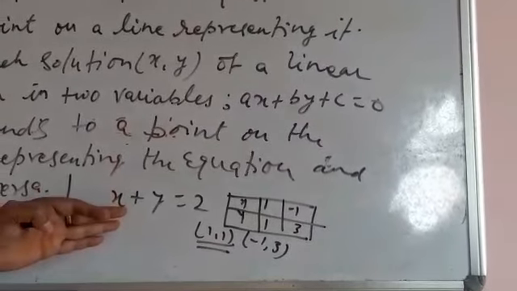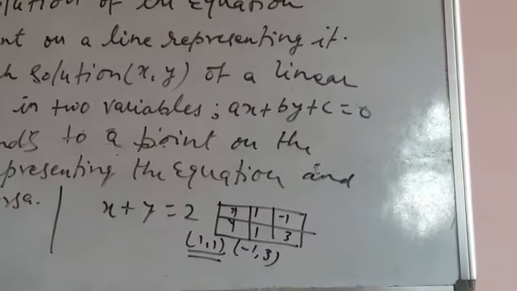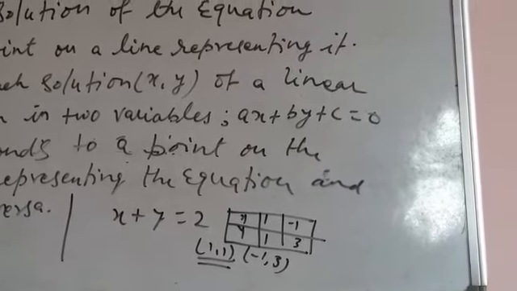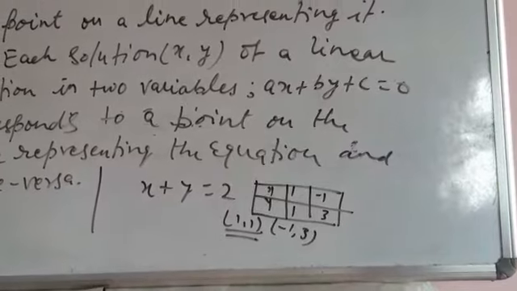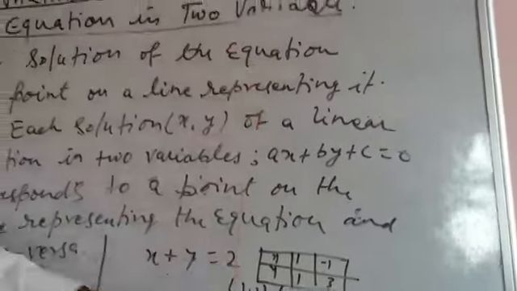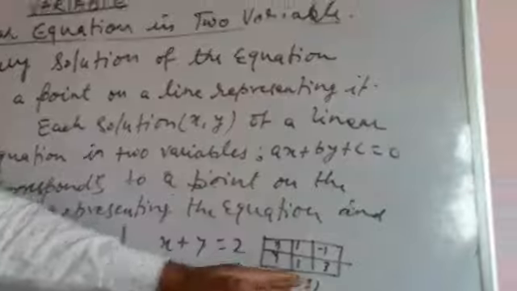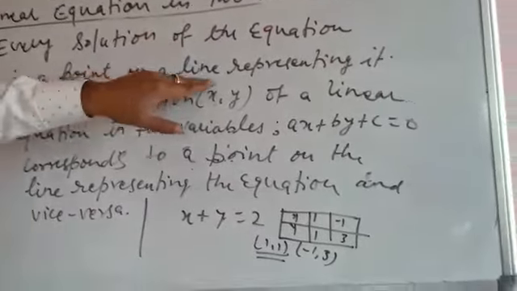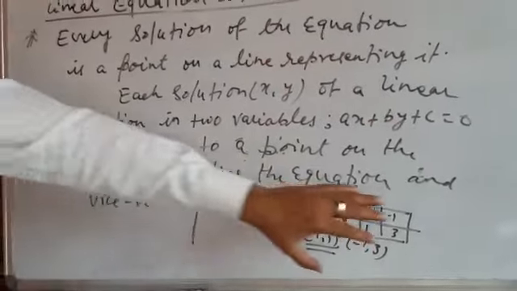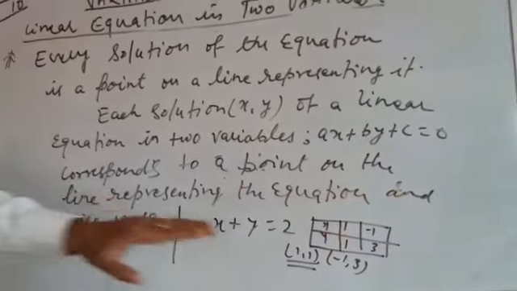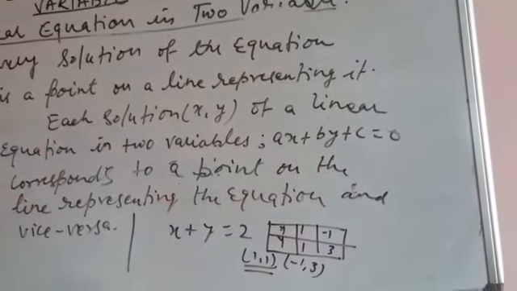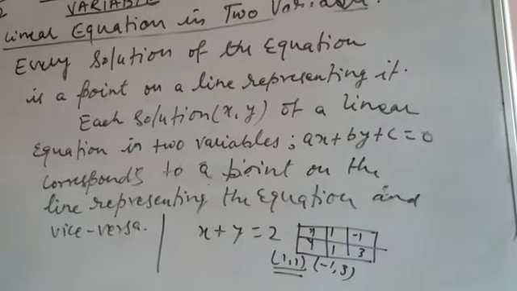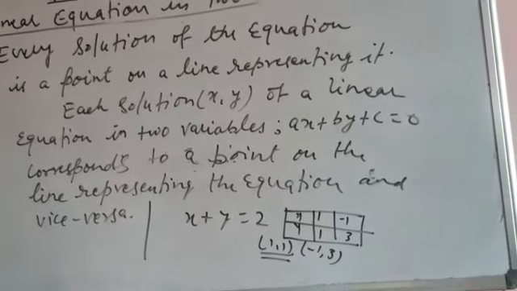By this way, if you would go, you would have an infinite number of solutions. You will not have exactly one solution. You would have an infinite number of solutions. So it wants to tell you every solution of the equation. Here I have given you two solutions, 1,1 and -1,3. Every solution of the equation is a point on the line representing it. If you are told to plot this graph, you will have a straight line graph, and this 1,1 and -1,3 would belong to that line. That would be a coordinate somewhere.